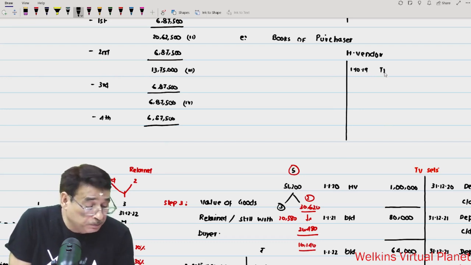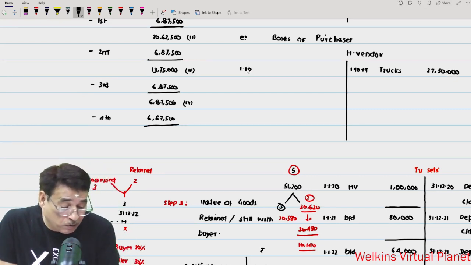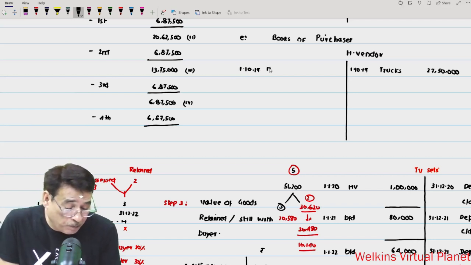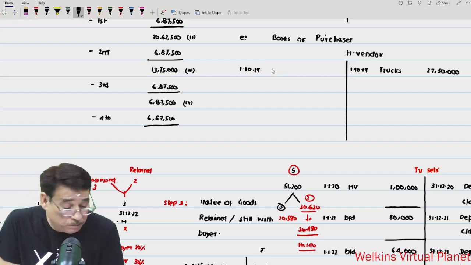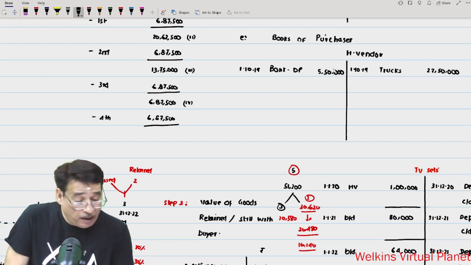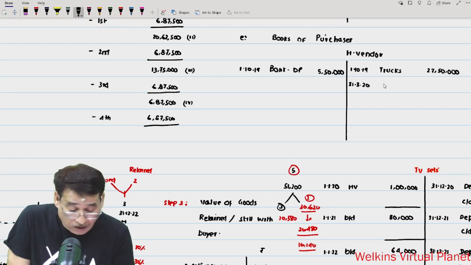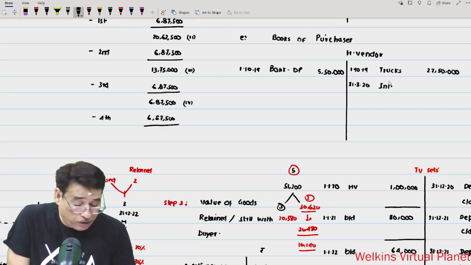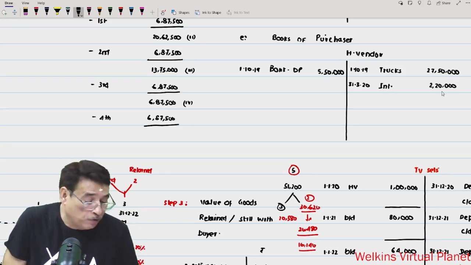On 1/10/2019, we purchased 5 trucks at a price of 5,50,000 each, so 27,50,000. On the same date, 1/10/2019, we pay the down payment to the bank. The down payment we made is 5,50,000, correct? And then after 6 months we reach 31st of 3, 2020, and we will pass the entry for interest due. What was the interest in the first installment which we computed? Our interest was 5,50,000 into 4/10, that is 2,20,000.